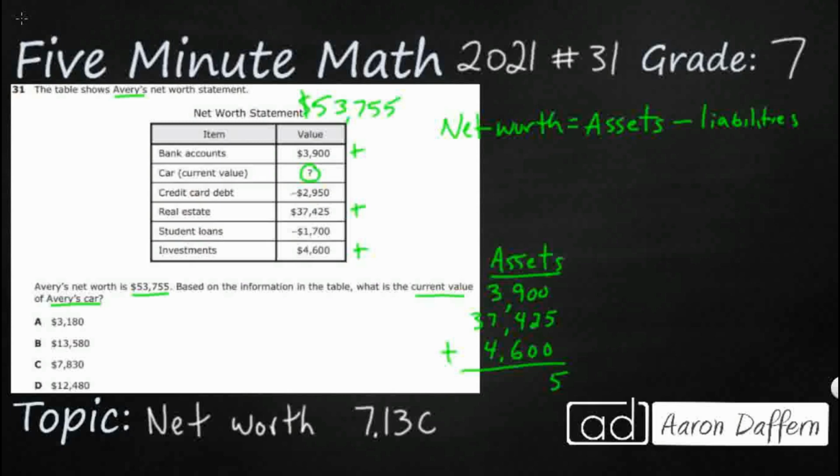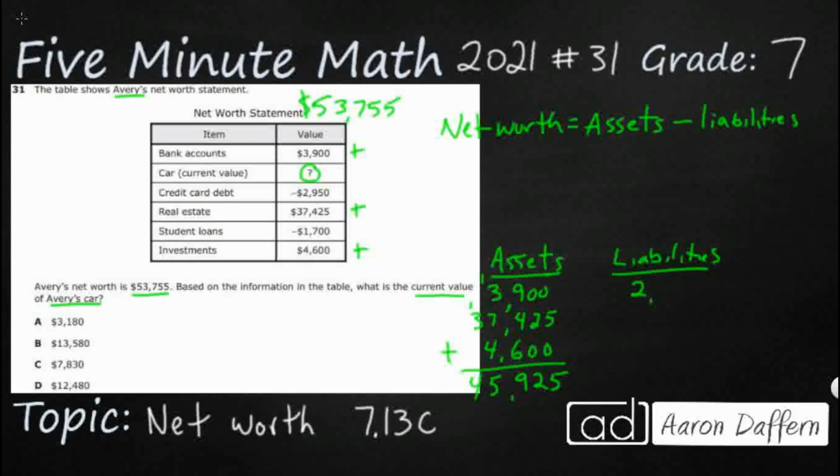So we get 5, 2, that's 1019, that's 1015. All right, so we've got assets of $45,925. Now, let's see what our liabilities are. These are the negatives. These are the debts that we know of so far. And I'm just going to add those up. Even though they're negative, I'll add those up. Then I'll end up subtracting them.